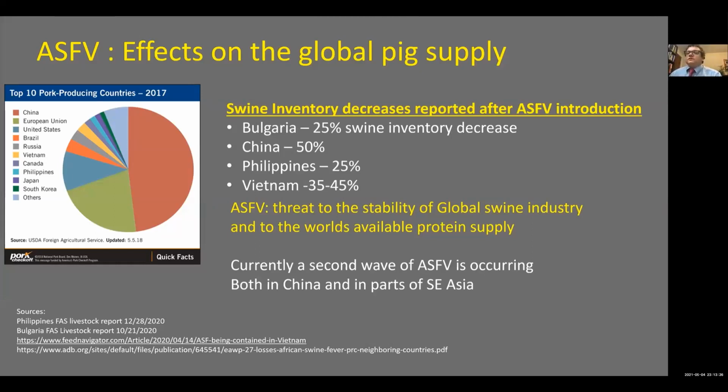So what happened to the swine inventory after ASF introduction? Well, there are a few reports: Bulgaria, for example, had a 25% swine inventory decrease. China reported 50%, the Philippines 25%, and in Vietnam, the estimates were 35 to 45%. So this large decrease in swine inventory shows us that ASF is a threat to the stability of the global swine industry and to the world's available protein supply. Currently, it's been reported that there's a second wave of ASF occurring both in China and in other parts of Southeast Asia.